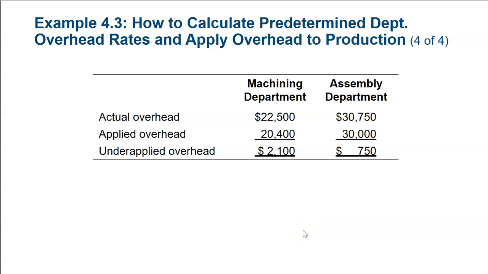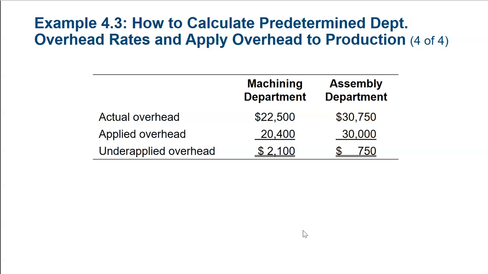Now, the fact that we have this underapplied overhead, we don't have to do anything with this necessarily. We could do this, and we could probably get away with taking this underapplied overhead and just adding it to cost of goods sold. That would probably work. But we don't have to do that right now.